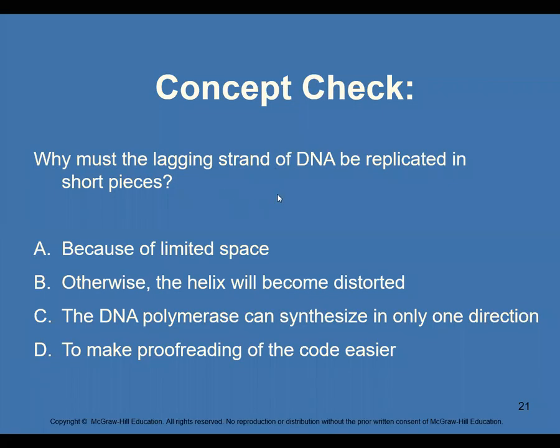All right, so on our next concept check, why must the lagging strand of DNA be replicated in short pieces? Well, it's because it can only be copied in one direction. It reads it from 3 to 5, but it builds it 5 to 3.